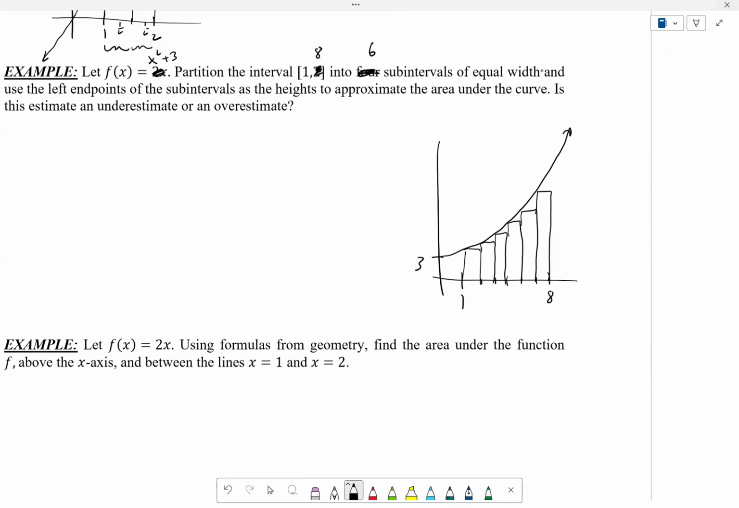Let's make sure the first rectangle is okay. What's the area of that first one?